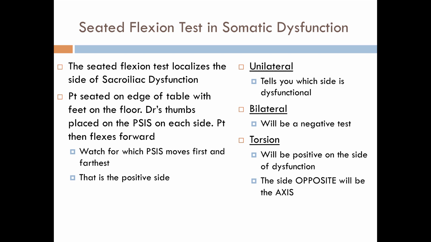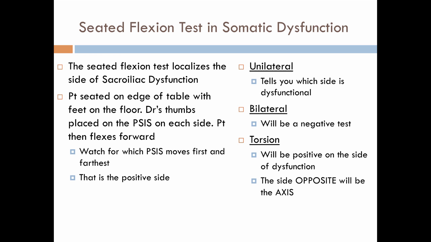So in terms of what we learn from the seated flexion test, it will tell us which SI joint is dysfunctional. So again, the PSIS that moves first or farthest is the side that is positive. So that will tell us which side is dysfunctional. Depending on the type of dysfunction we're matching it up with, in a unilateral sacral dysfunction, it will again tell you which side of the sacrum, right or left, is the dysfunctional side. In a bilateral sacral dysfunction, the seated flexion test will be equivocal or will appear negative.